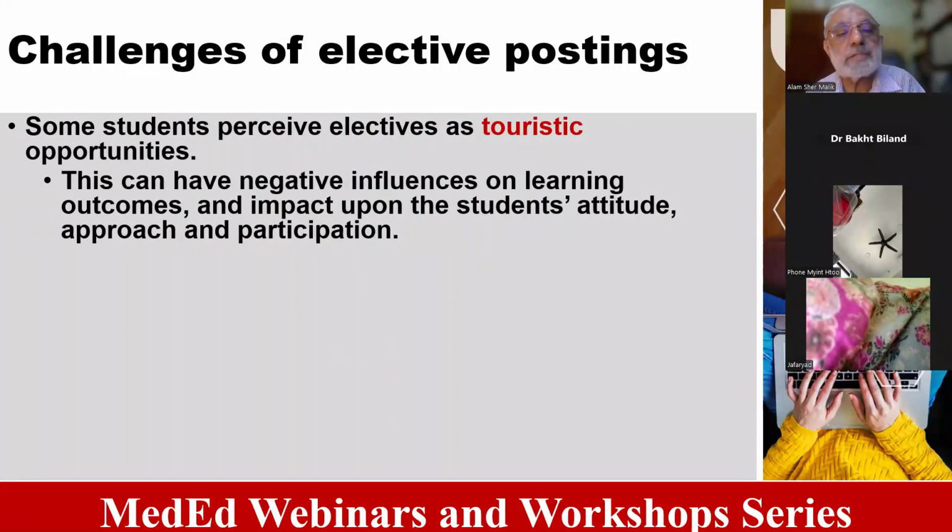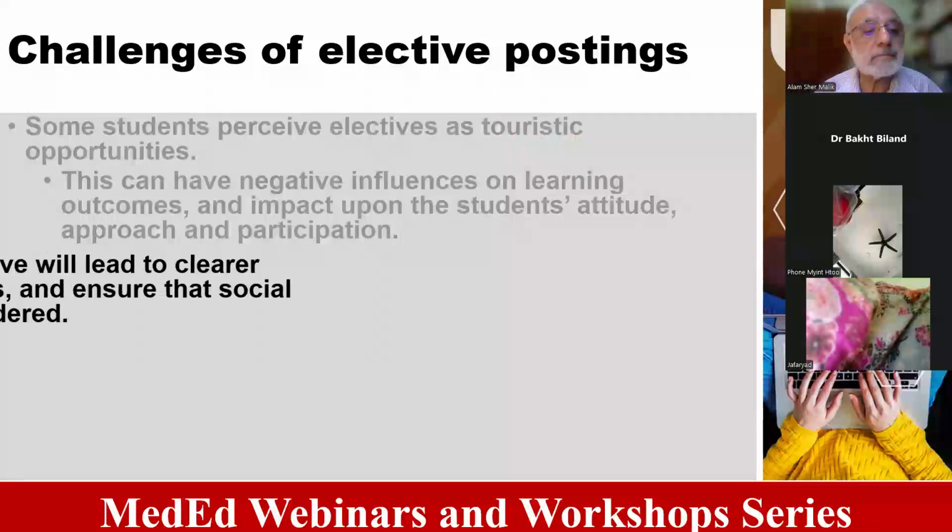Then some students perceive elective as a touristic opportunity. So this is a common problem. This is a very, very common problem. And many of the participants during the discussion mentioned this, that students think that this is a relaxing period. This is a touristic opportunity. They go to a place and they stay there for a few weeks as a tourist and come back. This can have negative influences on learning outcomes and impact upon the students' attitude, approach, and participation.